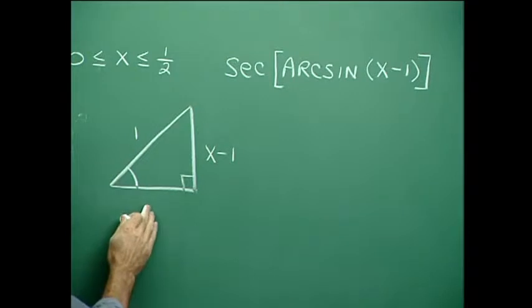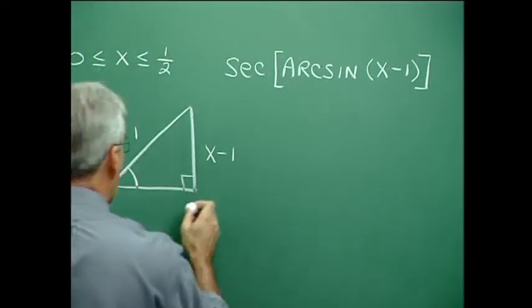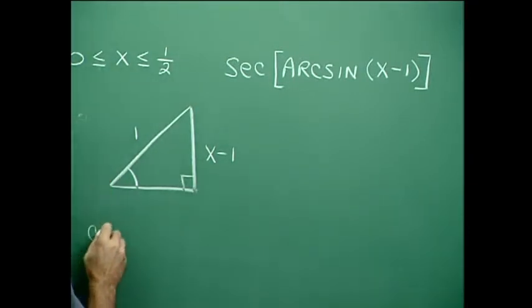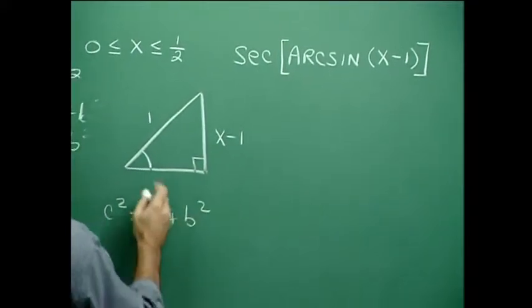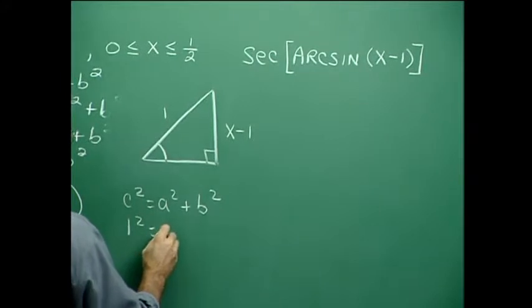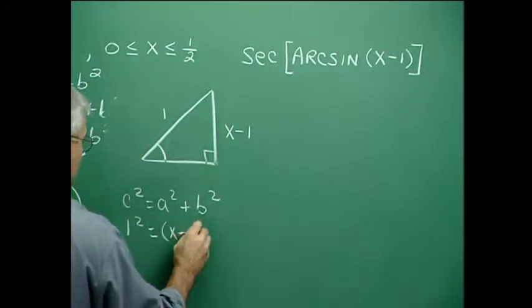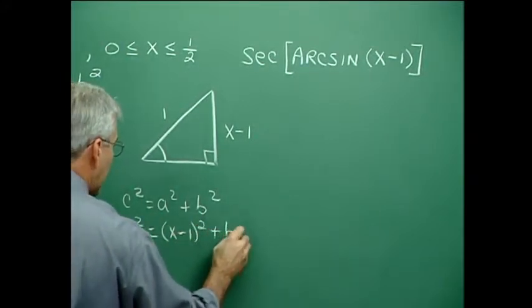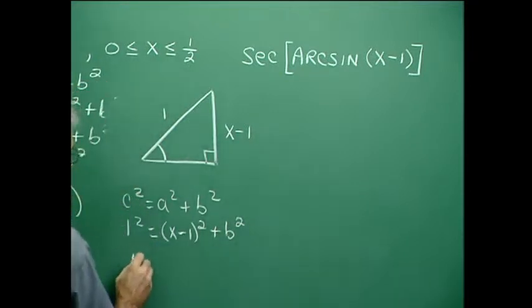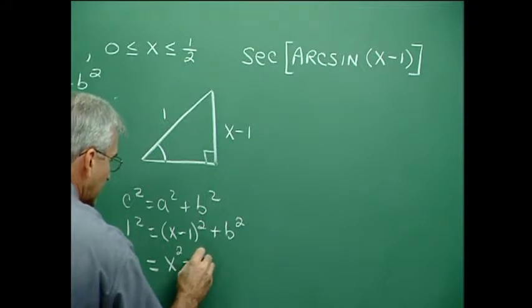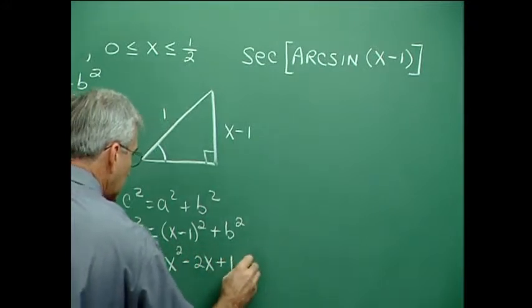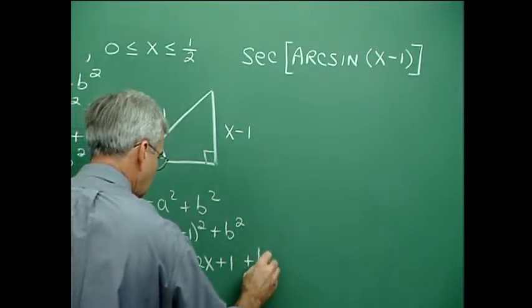And now we want the length of this side. And so we have this calculation of c squared equals a squared plus b squared. So 1 squared equals (x minus 1) squared plus b squared. So 1 equals, now expanding here, we get x squared minus 2x plus 1 plus b squared.